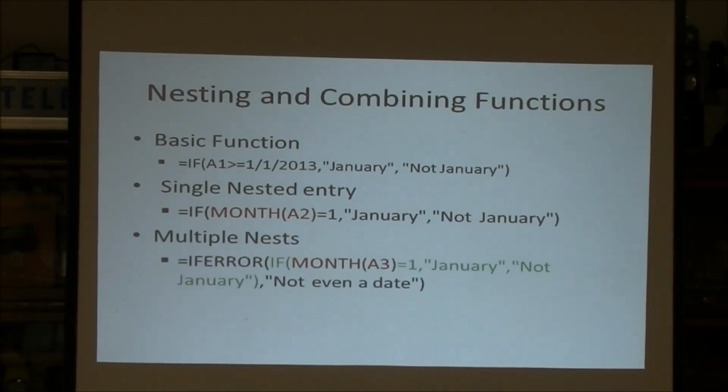So we can nest multiple times. And this is where I said I'd give you an example of an error. If the month of A3 is 1, then the answer is January. Otherwise, the answer is not January. But then around that I say, if A3 doesn't even have a date in it, what if it says dog or cat or moose or squirrel? Then it's going to return not even a date.